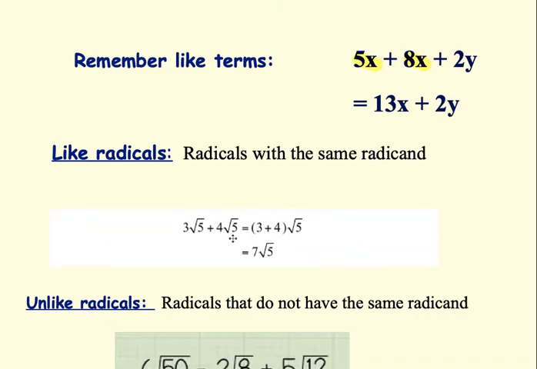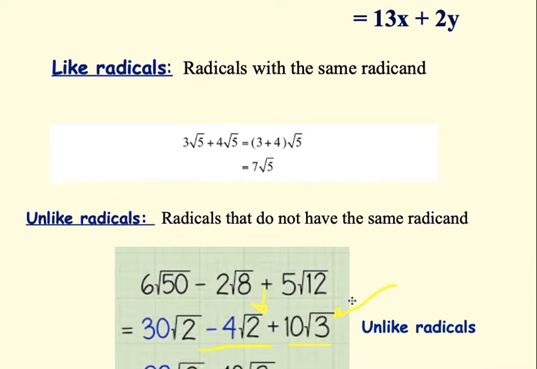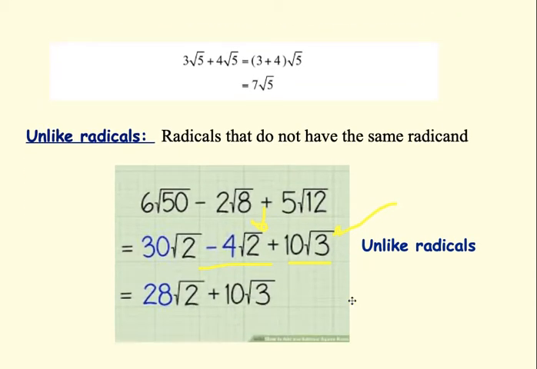Here's an example I copied off the web. Notice it's both radical 5, that's simplified, and 3 plus 4 is 7. And I'll write this out for you. You can probably do it a little bit quicker in your head, but I would rather show you more steps than not enough. Sometimes you are going to get unlike radicals, and you're just going to have to leave it.